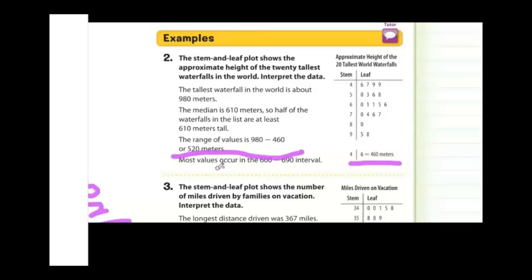Okay, the most values occur between 600 and 690, so the most things happen here. As far as mode goes, there are 2 490s, there are 2 610s, so there are 2 different modes, okay? But most of the values are in the 600 range, okay?